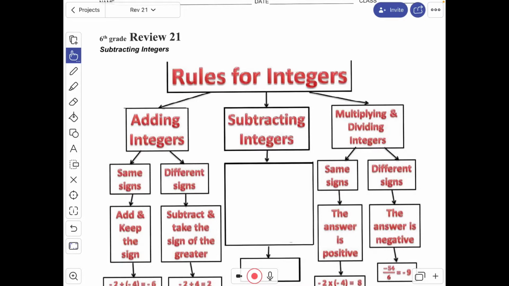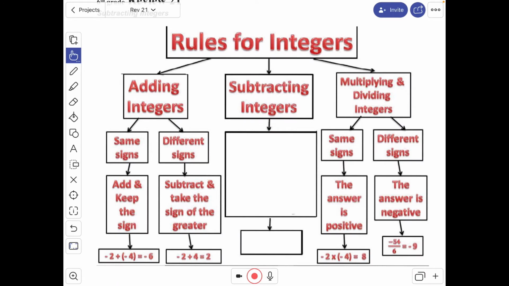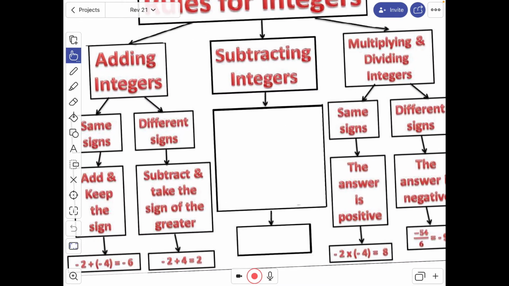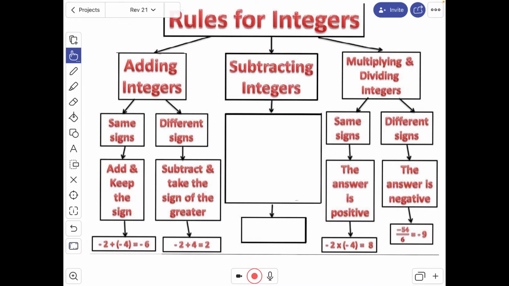Today we're covering Review 21, Subtracting Integers. So let's find the rules for integers sheet again. And we have filled out almost all of it. We just have one rule left, subtracting integers. And you'll notice it's a little different from the other two.